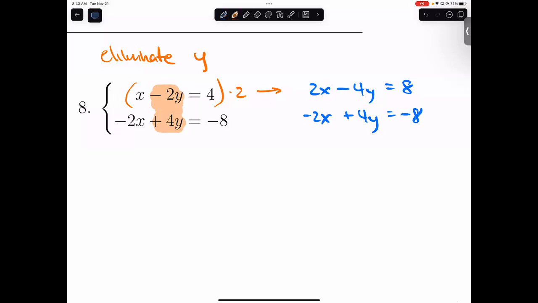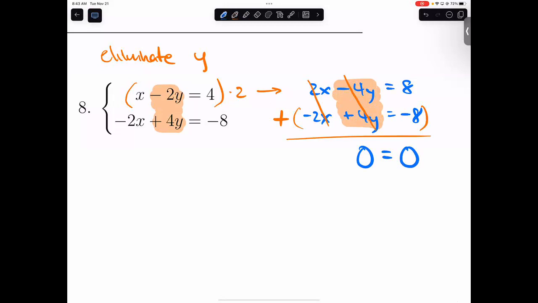Again, you probably start to get a sense for what's going on. Negative 4y and plus 4y. So if I'm going to eliminate y, what are we doing to combine them? Adding, because they're opposite. Negative 4y plus 4y is 0. But what else happens? 2x cancels 2. And 8 and negative 8 also cancel. So I get 0 equals 0.